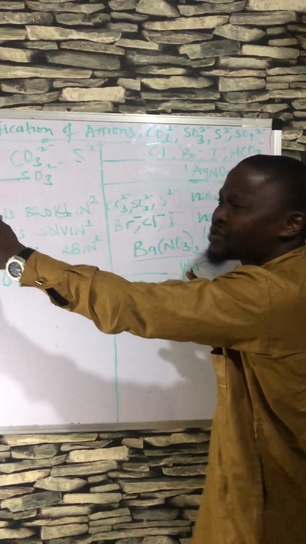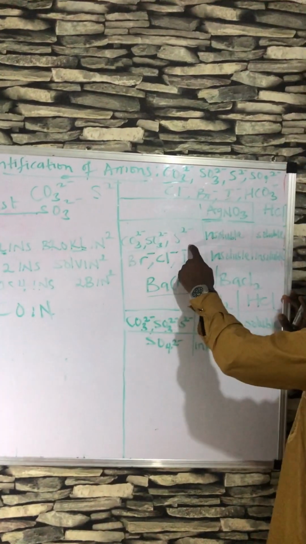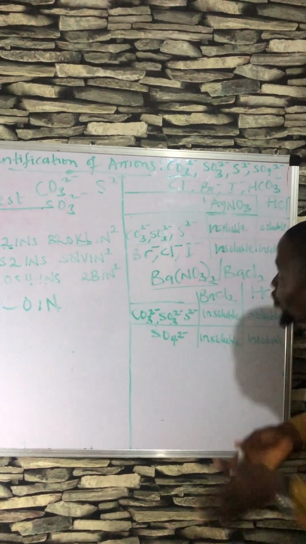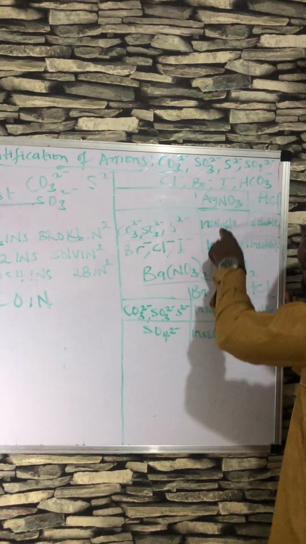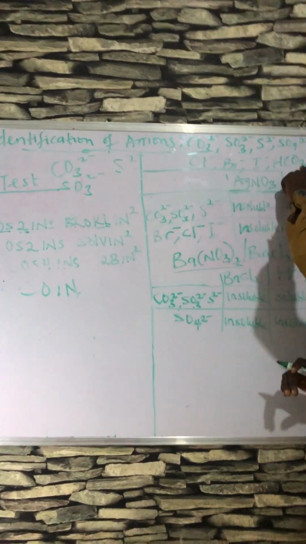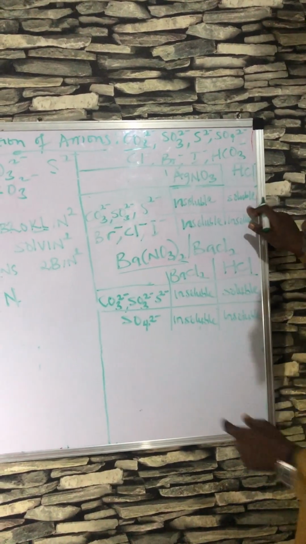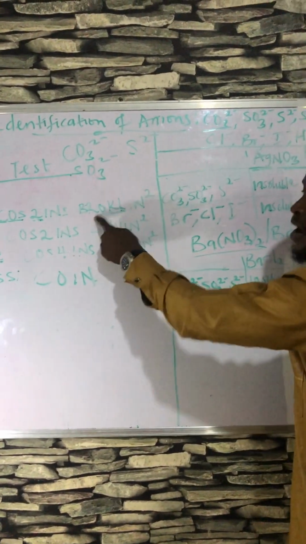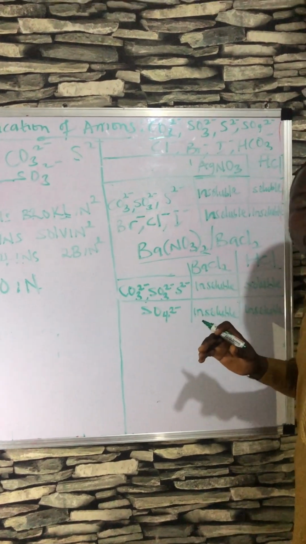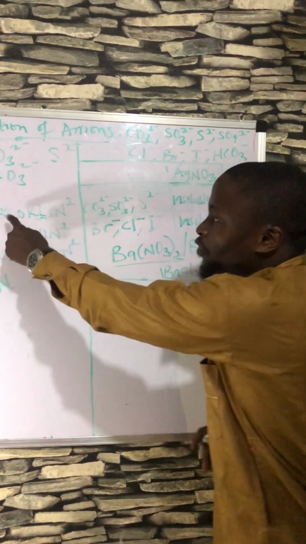Whenever you are adding silver trioxynitrate 5 to any salt containing any of these anions, remember cos 2 ins. The IN stands for insoluble precipitates. White precipitate is observed. Then the S tells us that whenever you add dilute hydrochloric acid in excess, the white precipitate will become soluble. Then we move on to Brooklyn square. BRO stands for bromine. Bromide is yellow in color, or we call it yellowish white, or cream in color. So you've got to know the color also.